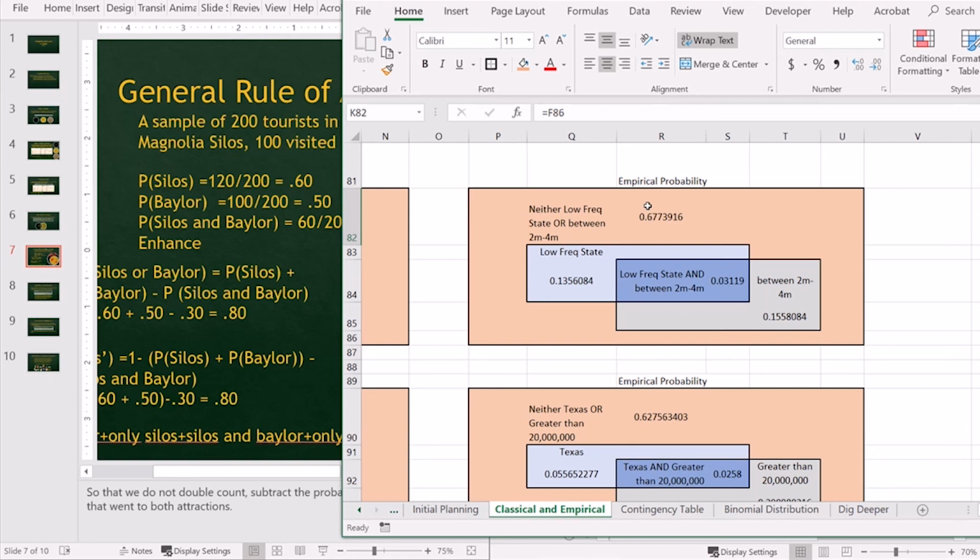Based on classical probability, there's a much slimmer chance of falling in one of those categories, but through empirical probability, there's a heightened chance of falling in Texas or a low frequency state and a smaller chance of being in either. Okay, now, for this right here, I assumed that they were independent events. Are these probably actually independent events? No. Okay, and when we get a little bit further, we'll dig a little bit deeper into that, but we're not digging into that right now.